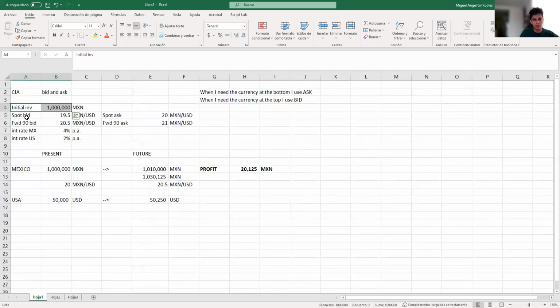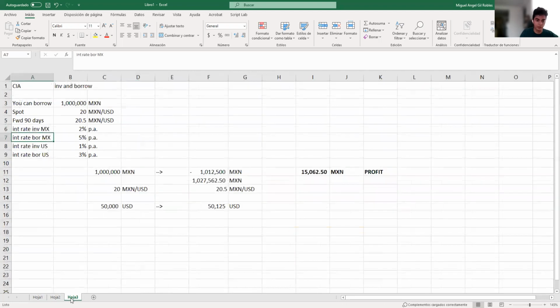Well, you can have bid and ask, and then you can also have interest rate borrow, interest rate investment. You can have that, or you can have everything, the three things. That's the most difficult one, but it's not really difficult. It's maybe the most time consuming, because you need to go step by step doing each of them, each step very carefully. But that's the ultimate thing. That's the most difficult CIA that you're going to do.